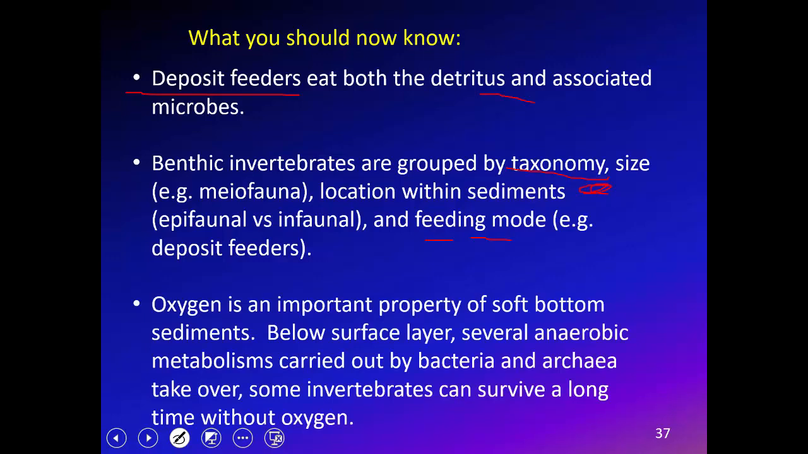And the other point that you should know now about these soft bottom sediments, this is not really an issue with hard bottom sediments. First of all, they're hard. There's nothing to get into a rock. But also with harder sediments, with say gravel, there's just not enough organic material to use up all the oxygen. And in soft bottom sediments, oxygen disappears within a few millimeters, and anaerobic metabolisms take over, for the most part dominated by these microbes, bacteria, and archaea, although there are some invertebrates that can survive a long time without oxygen. And that's a topic we'll get into when we talk about the dead zone problem that we see in coastal waters around this country and also elsewhere.